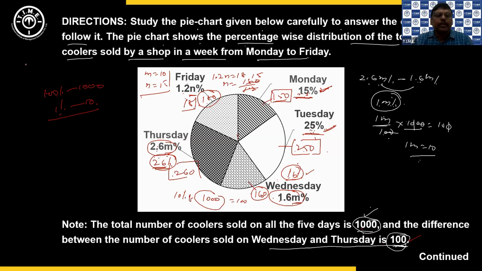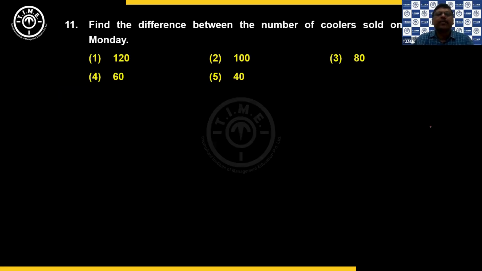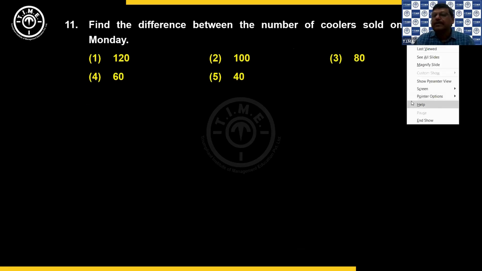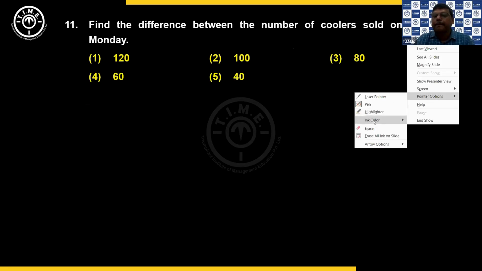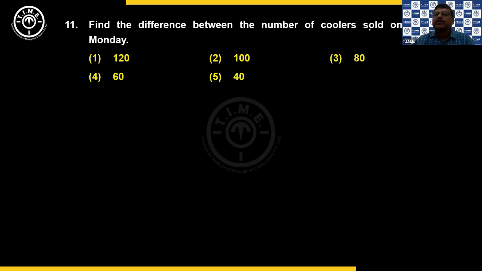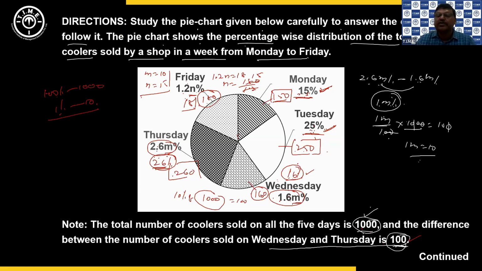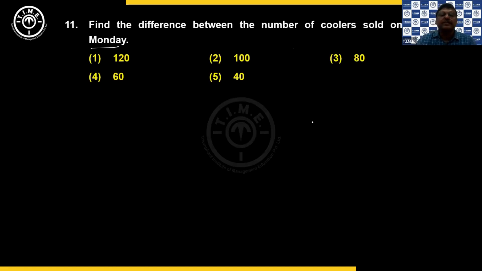Right. So now let's go to the questions, please. Find the difference between the number of coolers sold on Tuesday and Monday. Tuesday and Monday, you know, is a 100 difference. Yes or no? Why? Monday is 150. Tuesday is 250. The difference is 100 students. Easy question. Now everything will fall in place easily.